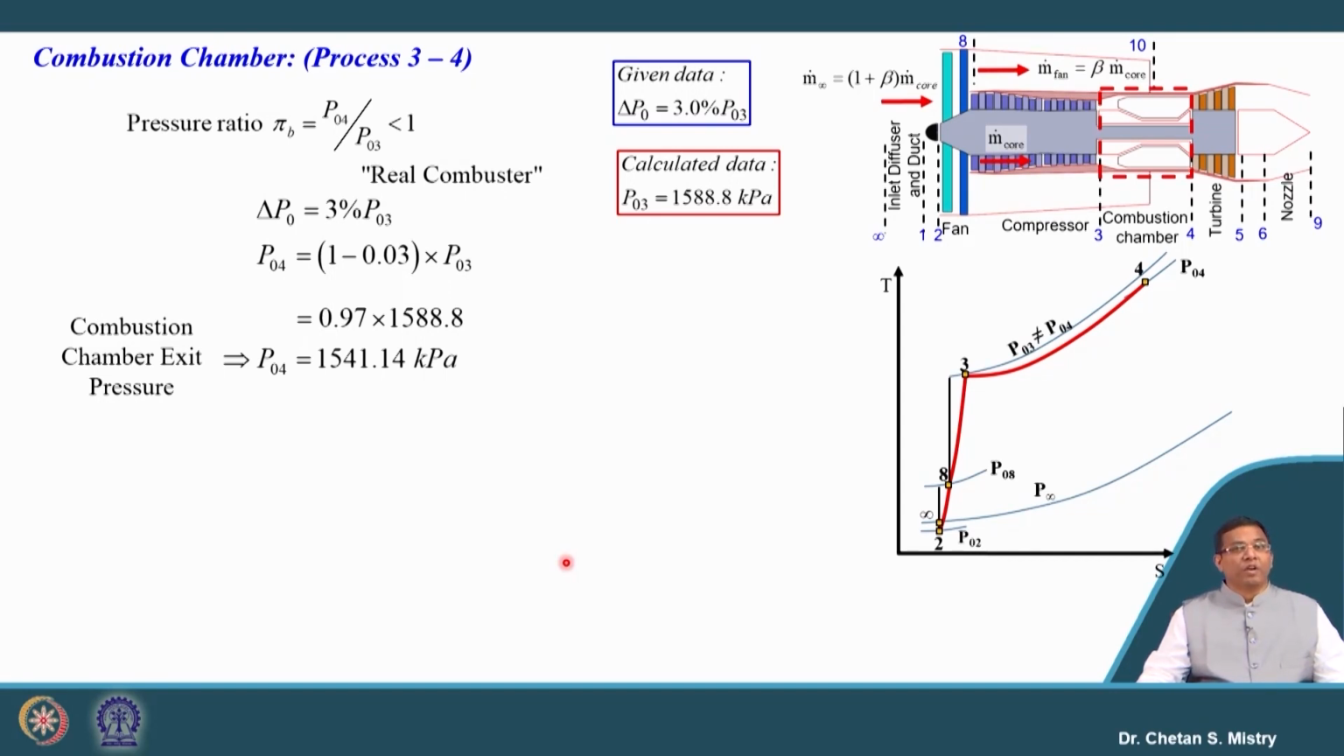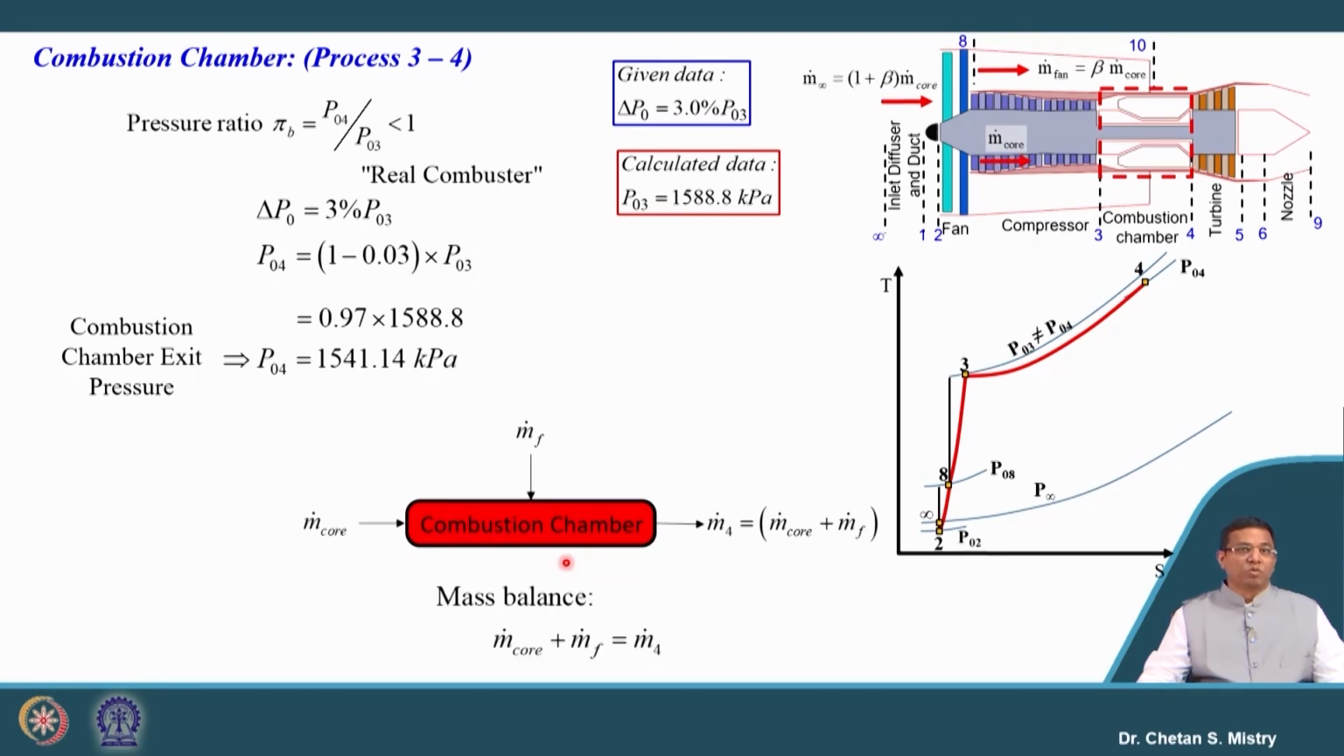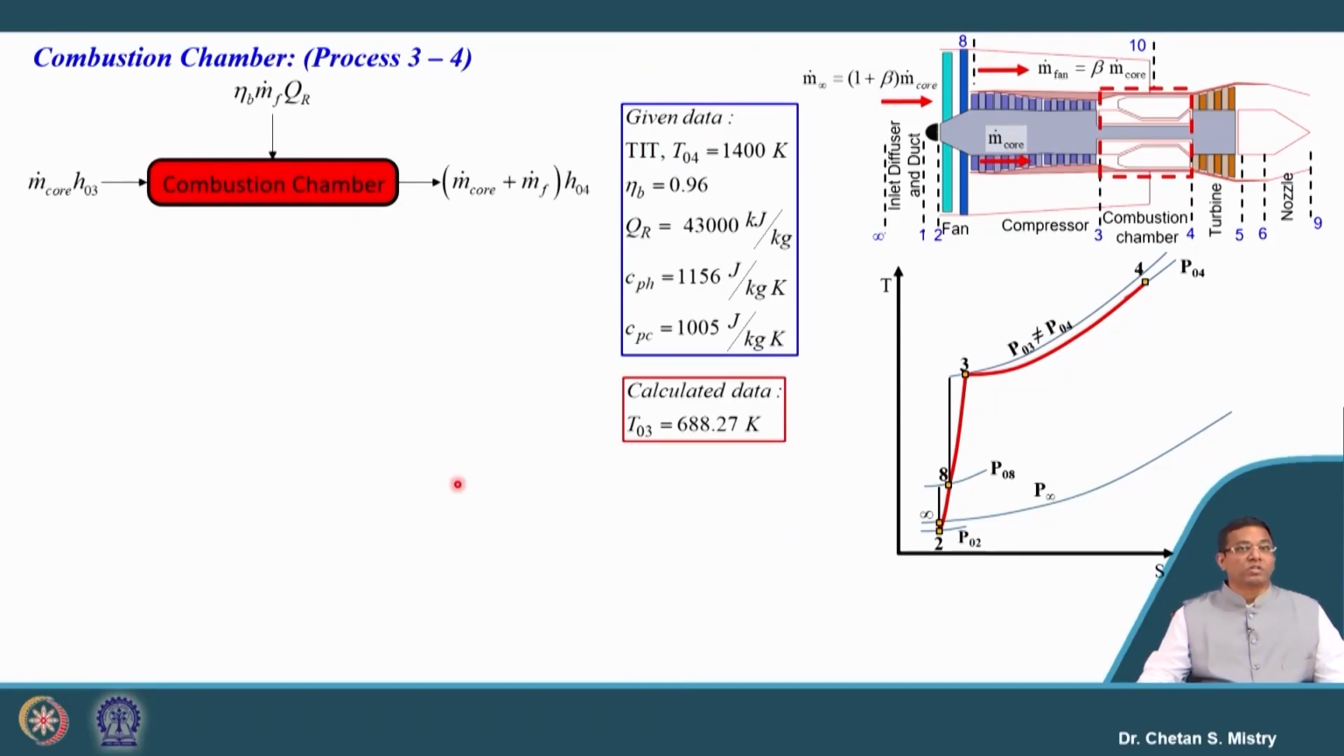Now, here we can write down our mass balance. This is the air which is coming out from the core engine, or from the compressor. We are injecting some amount of fuel, and at the exit we will have m dot core plus mf. Now, rather than putting in numbers, let us move towards the energy balance, because that is what is of our interest. We want to calculate temperature and pressure. In this case, at the entry condition we know m dot core and H03, which is based on my exit temperature from the compressor.